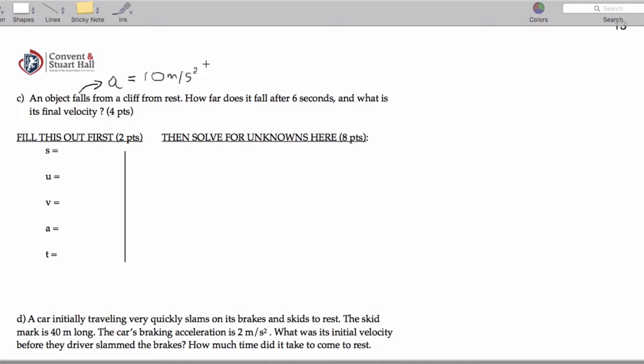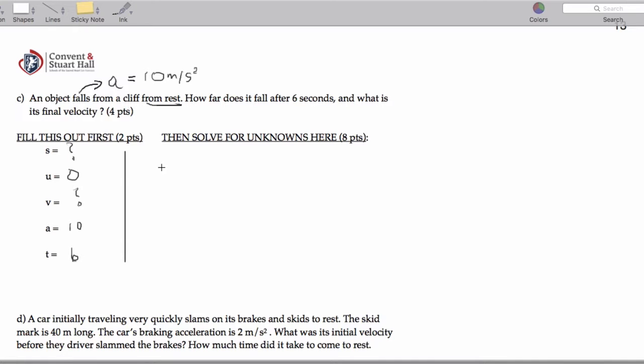I want to keep these problems sort of basic. I want to challenge you, but there's a lot to cover this year, and this just is one detail that I'm kind of choosing to gloss over because it's easily figured out later on. So I don't know how far it's going to fall. Starts from rest. That means u is 0, v is unknown, a is 10, and t is 6 seconds.